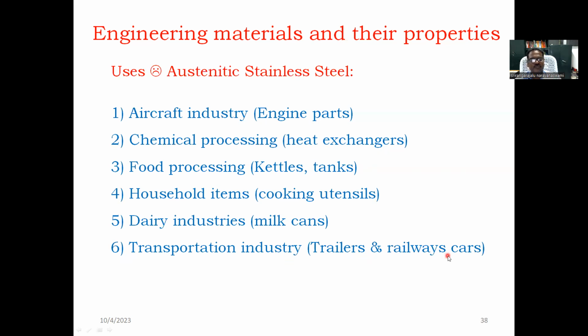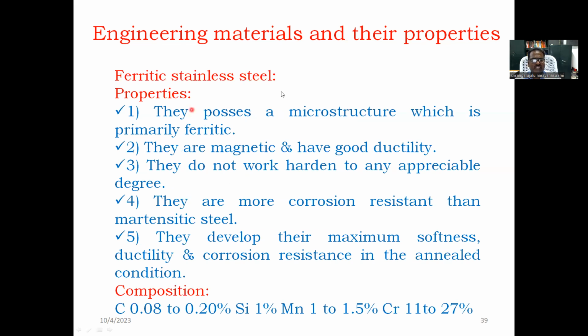And the ferritic stainless steels properties: they possess a microstructure which is primarily ferritic. They are magnetic and have good ductility. They do not work harden to any appreciable degree. They are more corrosion resistant than martensitic steel. They develop their maximum softness, ductility, and corrosion resistance in the annealed condition.